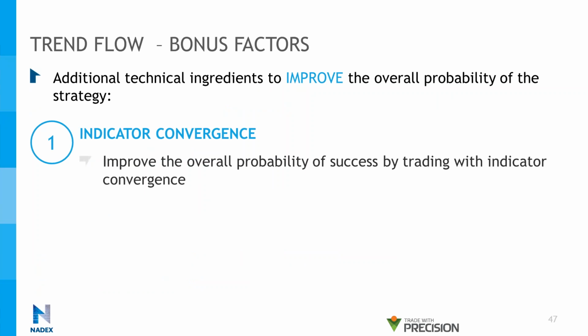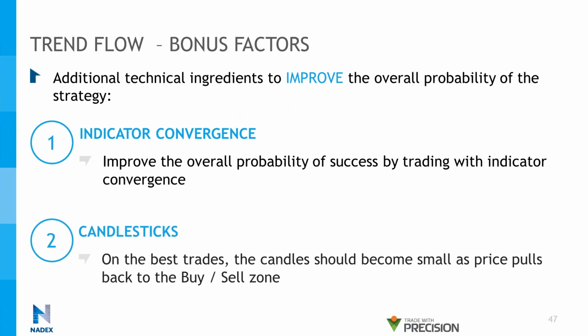The bonus factors here to improve the probability of the trend flow trade. Indicator convergence improves the probability of success when you trade with indicator convergence. This was an essential for the momentum trade, but it is not for the trend flow trade. So you still can trade a trend flow setup with some slight indicator divergence.